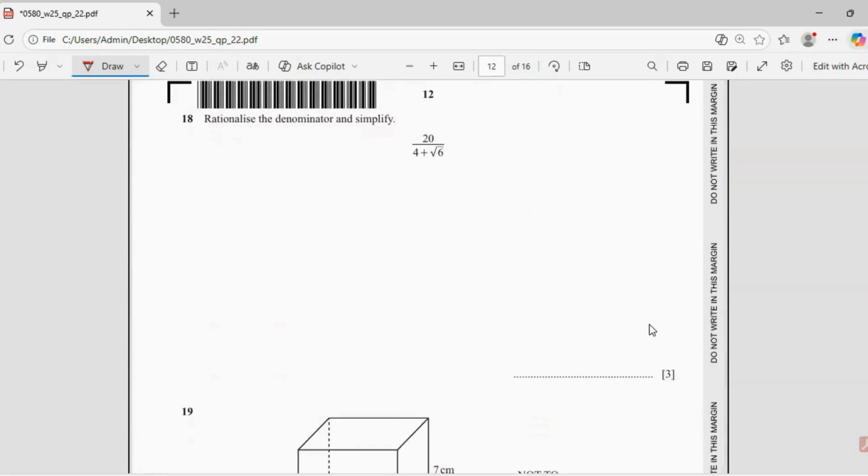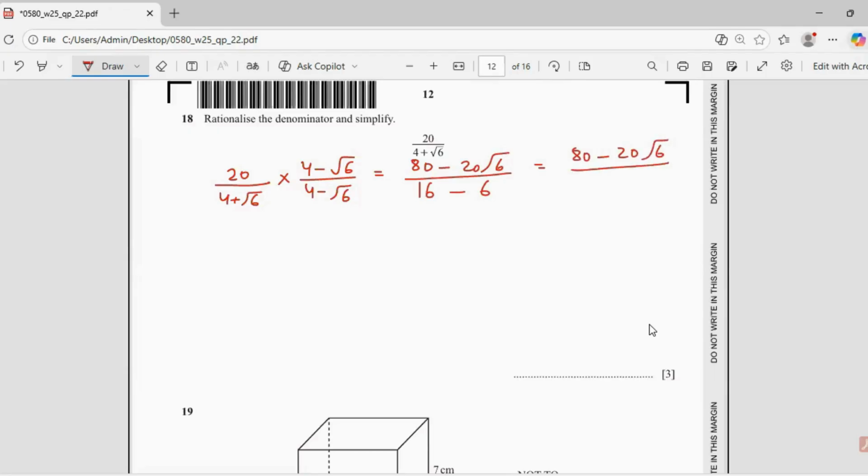Rationalize the denominator and simplify. To rationalize it, 20 upon 4 plus root 6, you have to multiply by its conjugate, 4 minus root 6 upon 4 minus root 6. This is equal to 20 into 4, which is 80, minus 20 root 6, divided by 16 minus 6, which is equal to 80 minus 20 root 6 divided by 10, which is 8 minus 2 root 6.